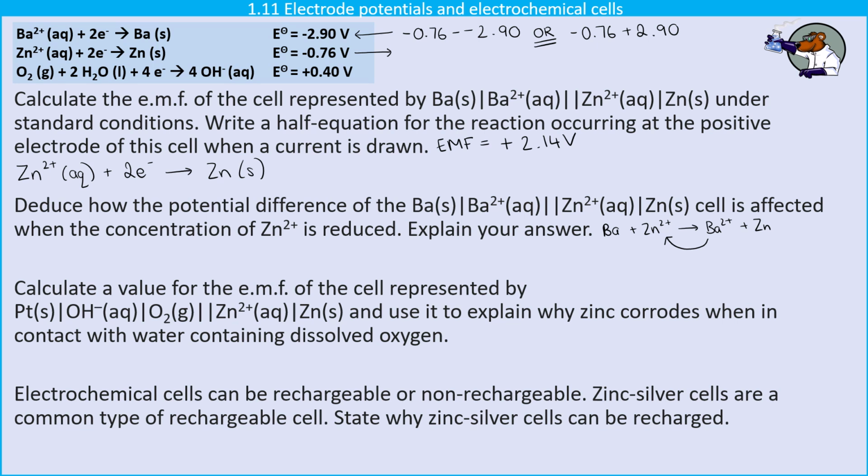So if the equilibrium is shifting to the left, then the forward reaction that's generating this potential difference is going to be reduced. So the potential difference will decrease because the equilibrium has shifted to the left.